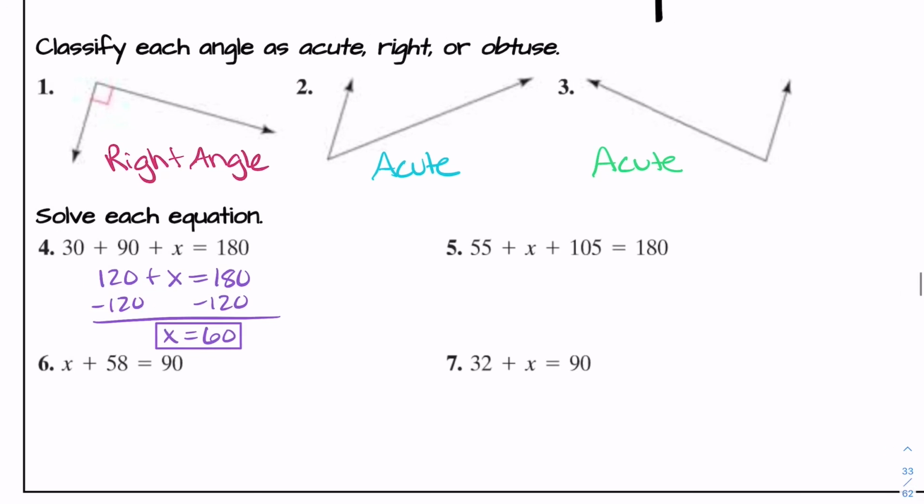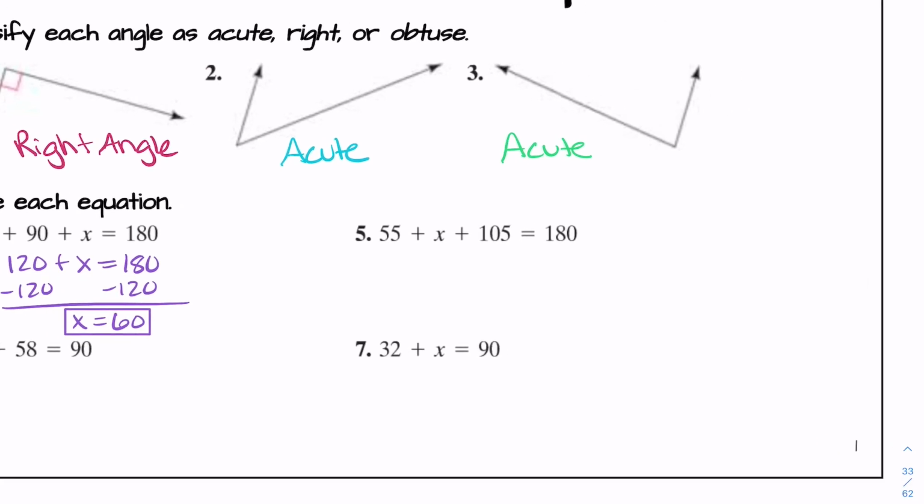awesome. The next one, we have 55 plus x plus 105, so x plus 160, because when we combine like terms, 105 and 55 is 160. We take 160 away from both sides, and x is 20.